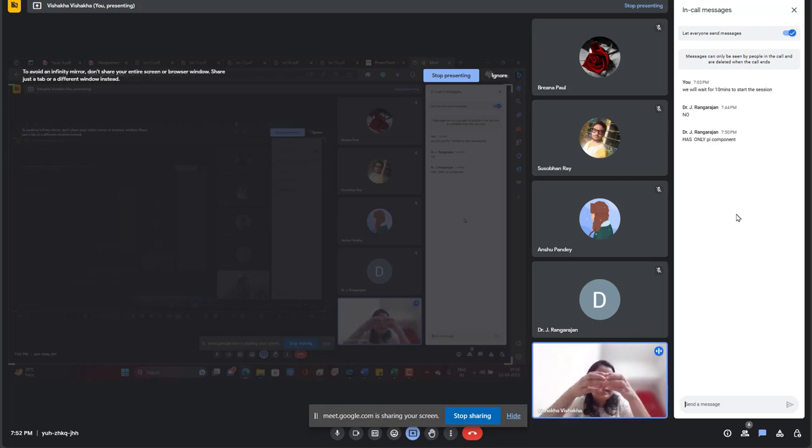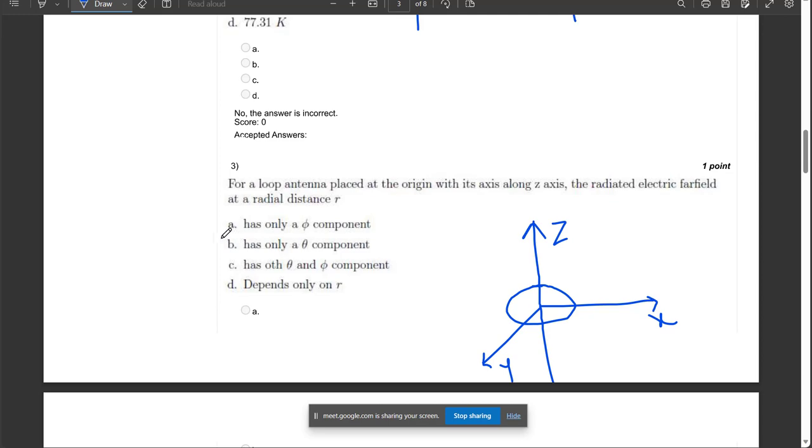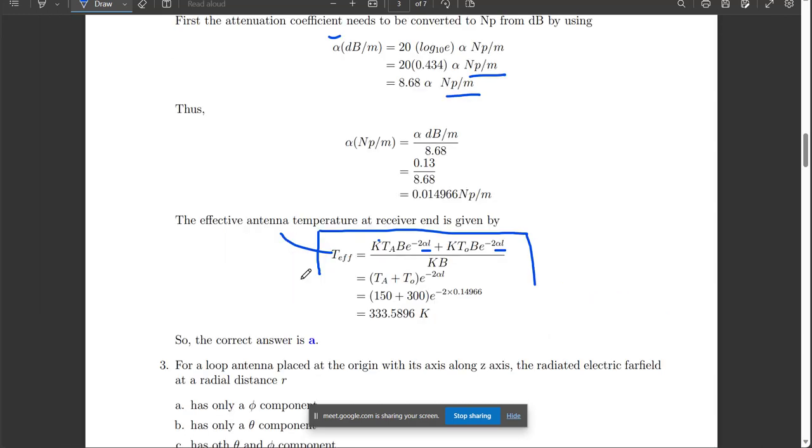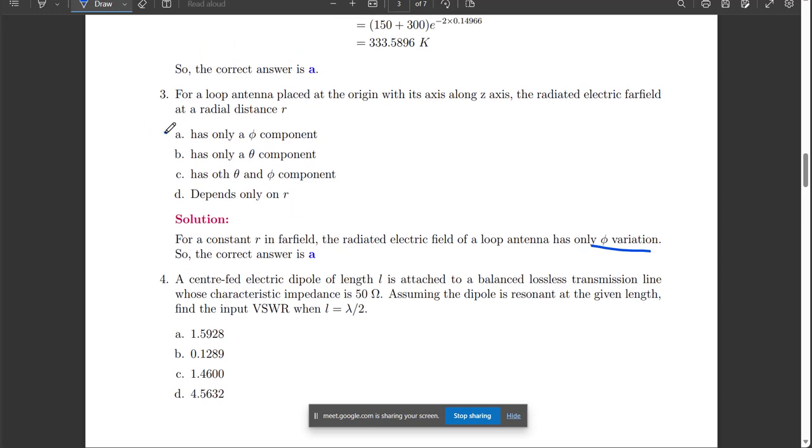Why? Because the loop antenna is not changing in phi. The loop antenna's current is carried in the xy plane, right? It is not in the z plane. So the electric field will also be a function of only phi and not theta. So the answer is that it has only a phi component. For a constant r in the far field, the radiated electric field of a loop antenna has only phi variation. So the correct answer is A. It has only a phi component and no theta component.